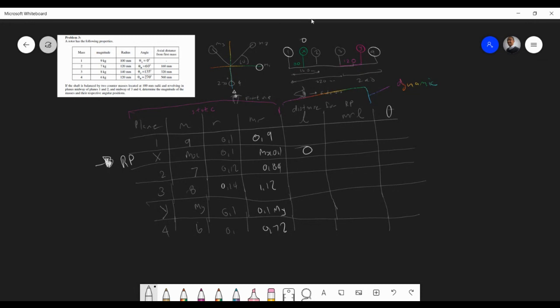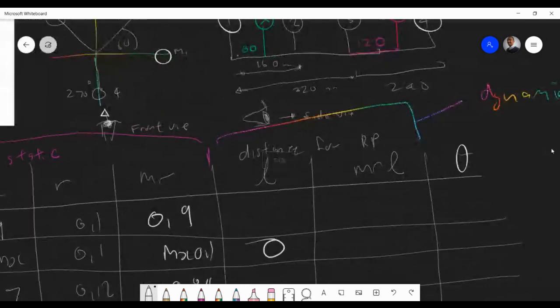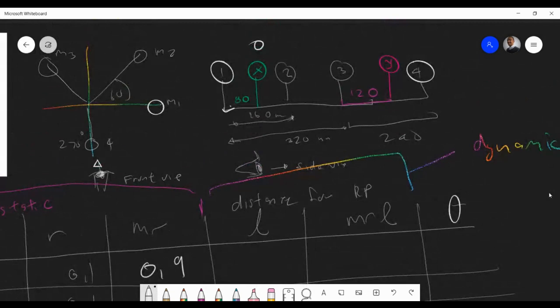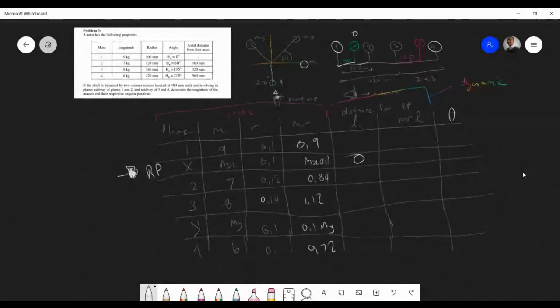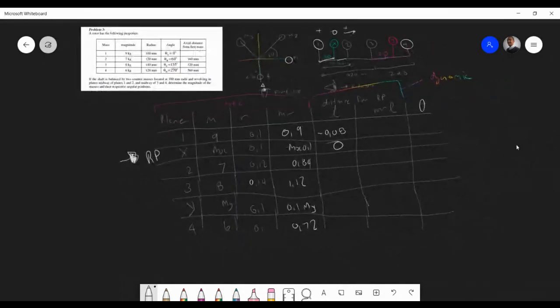So what we do is, L is a distance, the distances over here on our side view. The distance from X to 1 is negative 0.08. Everything going this way is positive, anything going that way is negative. You could have taken another reference plane, and then it'd be a whole other setup, but anyway, I'm just letting you know.